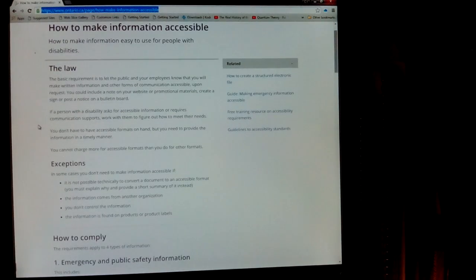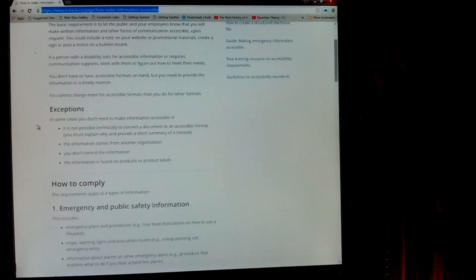The law. The basic requirement is to let the public and your employees know that you will make written information and other forms of communication accessible upon request. You can include a note on your website or promotional materials, create a sign, or post a notice on a bulletin board. If a person with a disability asks for accessibility information or requires communication supports, work with them to figure out how to meet their needs. You don't have to have accessible formats on hand, but you need to provide the information in a timely manner. You cannot charge more for accessible formats than you do for other formats.